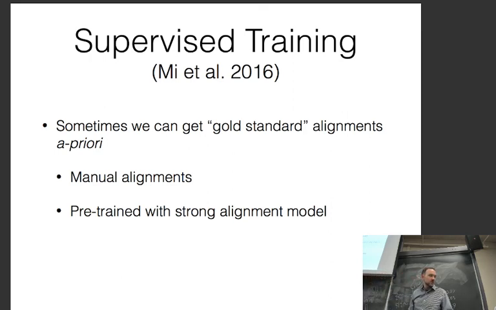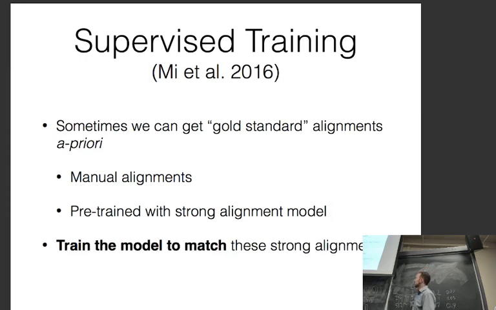So there's a number of ways you can incorporate this supervision. And basically what you do is you try to train the model to match these strong alignments. So the idea would be that you have a loss function where if your attention matches the alignments that you know are correct, you have no loss, but if it doesn't match and does something else, you get a loss.